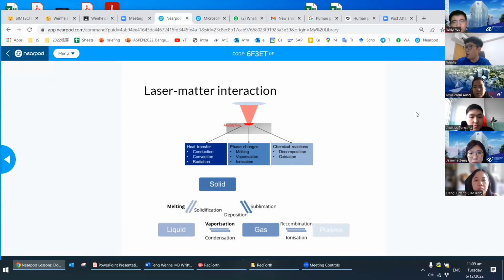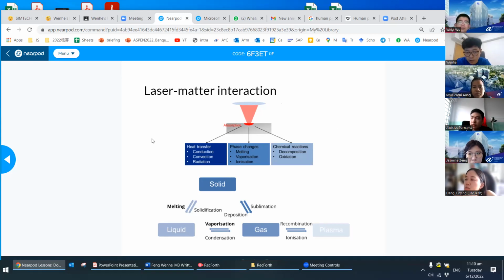It's something commonly happening in laser-matter interaction. When you have a focused laser shining on the surface of some solid, you will have heat transfer, and this will induce phase changes, including melting, vaporization, and ionization. Sometimes it also involves chemical reactions, but today let's focus on the phase changes.